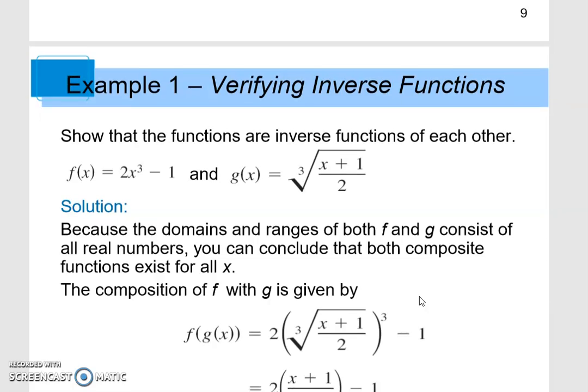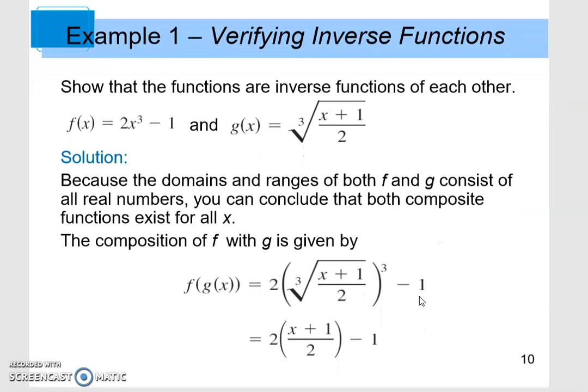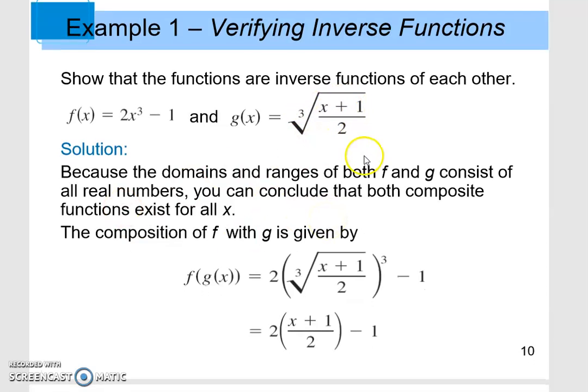So for our first example, we just want to verify that these two functions are inverses of each other. We have f of x equals 2x cubed minus 1, and g of x equals the cube root of (x plus 1) over 2. Now the domains and the ranges of both f and g are all real numbers. So that's already good, and when verifying inverses, this is something you definitely want to check. This is very important.